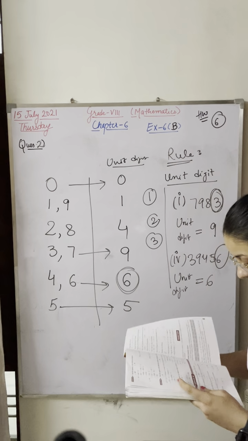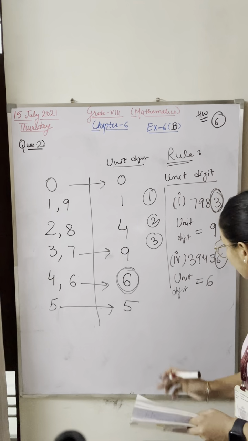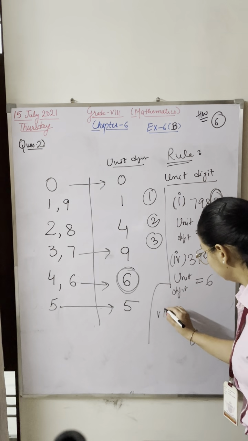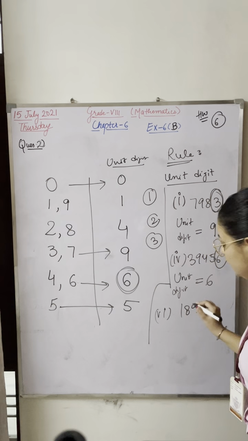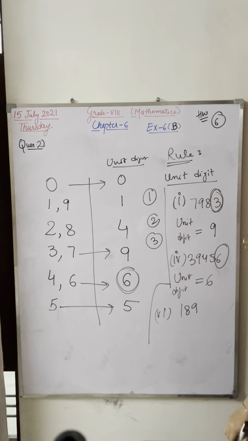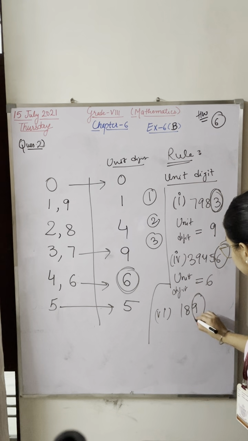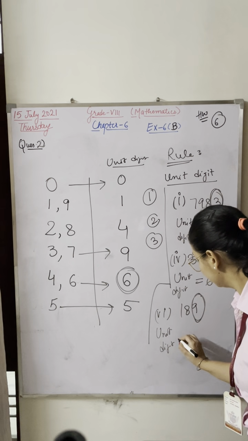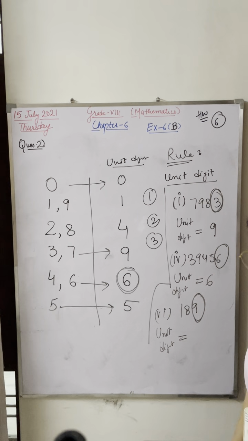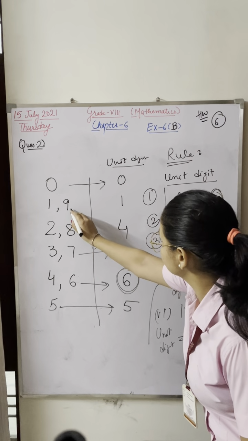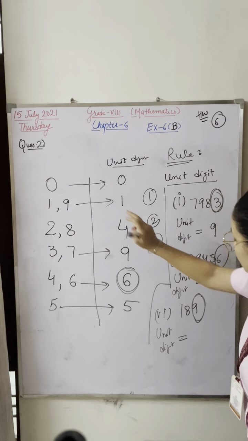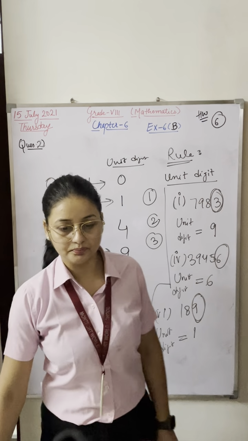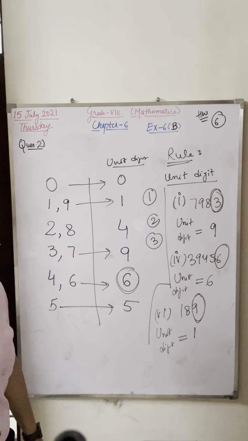Right? Okay, I'm asking you one more, the last part, that is the sixth part: 189. If the last digit is 9, then what will the unit digit be? Very good. If the last digit is 9, the unit digit will be 1. This is your answer. Any doubt in this question?